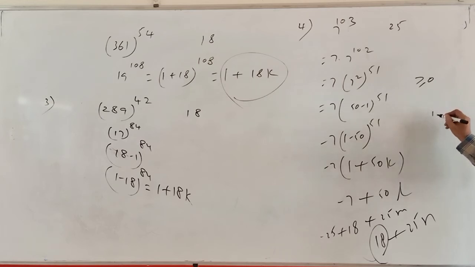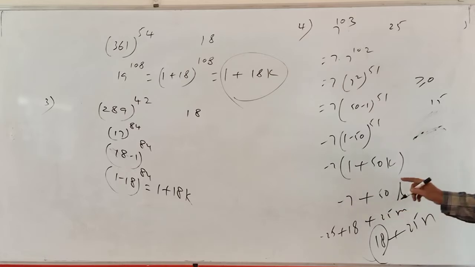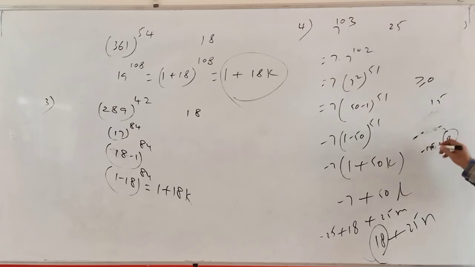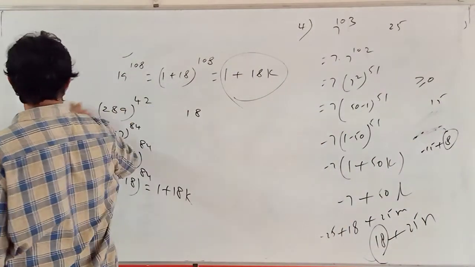Suppose divisible by 10, then what should we write for minus 7? We should write minus 10 plus 3. Okay? Suppose divisible by 15, so we have to express minus 7 as minus 15 plus 8. In this case remainder is 8. Okay, right, because remainder is always greater than or equal to 0.